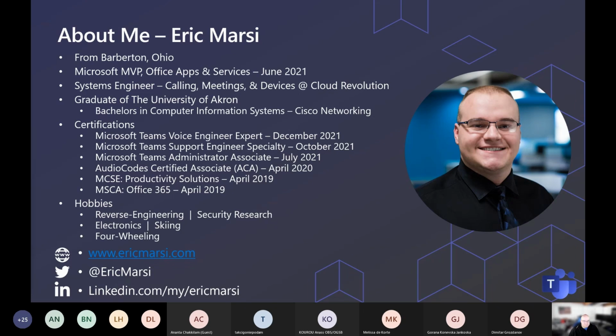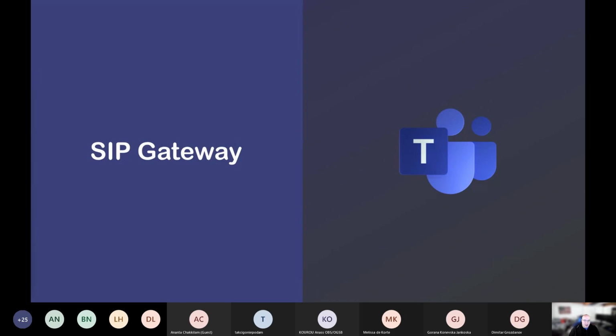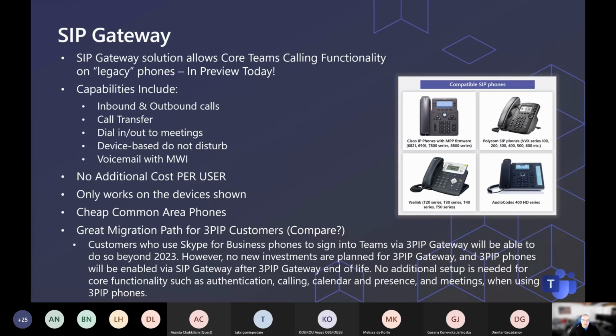So let's look into SIP Gateway and see what it means for your organization, how you can use it, and if you should use it based on your needs. SIP Gateway is a solution that allows you to bring the core calling functionality, so nothing too crazy, just basic phone calling, to a list of devices that Microsoft has. This is going to be standard capabilities like inbound and outbound calling, transferring a call, dialing in and out of meetings, being able to set do not disturb for your user account from the phone, and also MWI, message waiting indicator, which is the little indicator that says, hey, you have a voicemail on the phone itself.